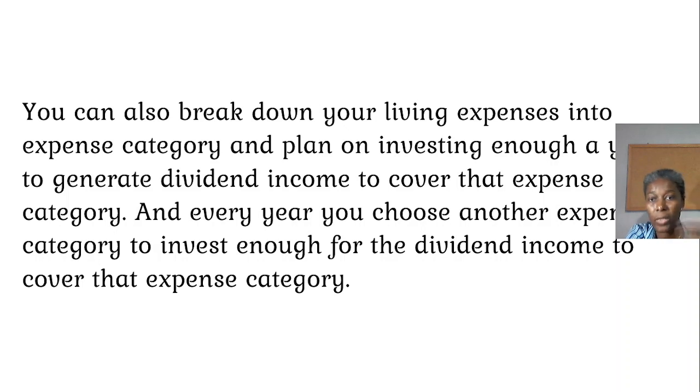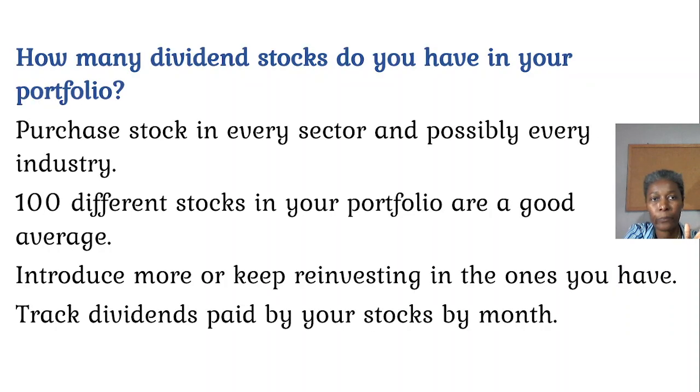So you can break down your living expenses into expense categories and plan on investing enough a year to generate dividend income to cover that expense category. And then you move to the next expense you want to target. Or you can just choose a whole set of categories, like living expenses, and go from there as well.